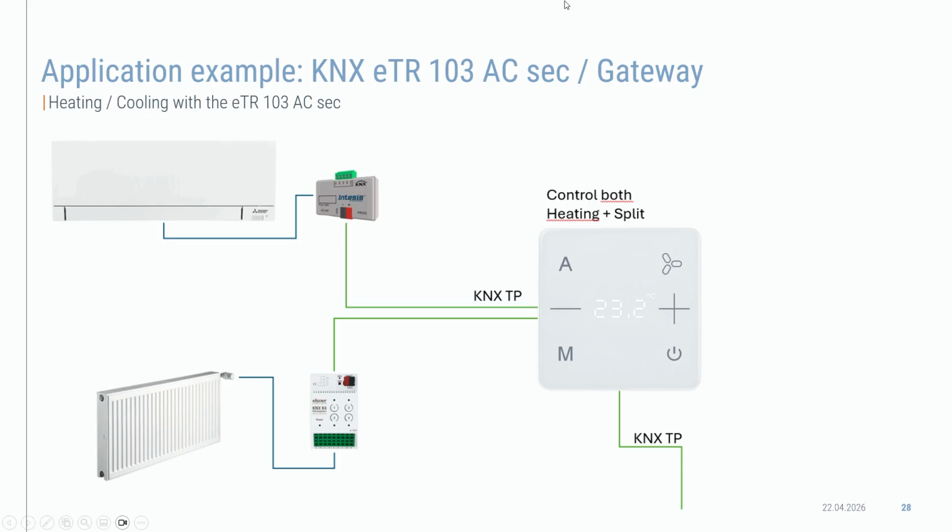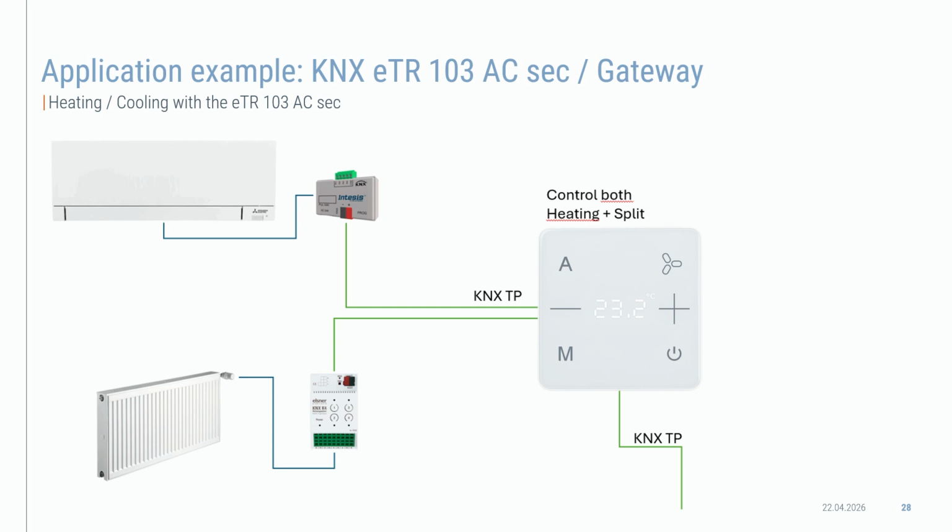So in the next we see a little bit more technique. It's an application example of the ETR 103 unit. In this example you see in the top the split unit with a gateway, and down you see the standard heating system with a KNX heating actor. And the idea is that you can control the two different systems with one ETR 103.